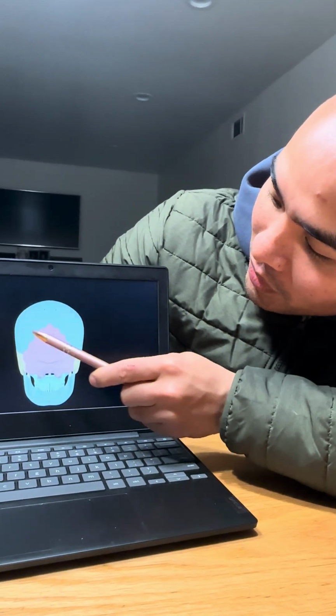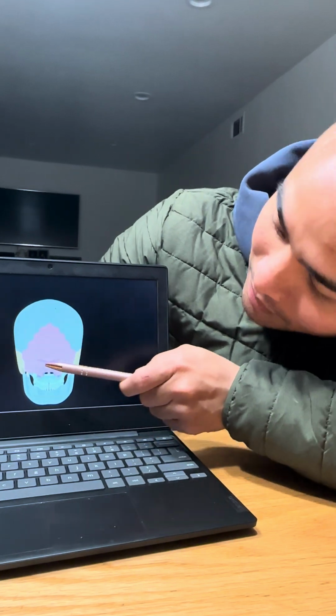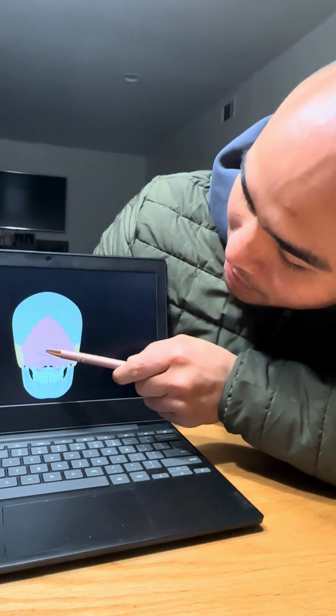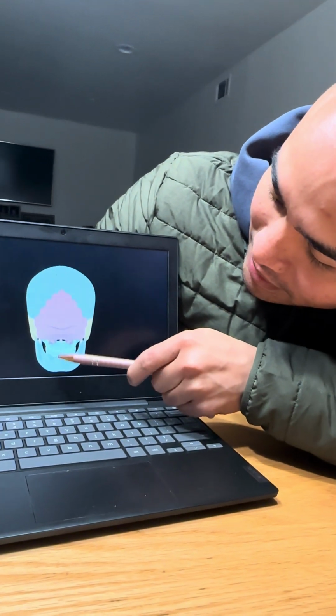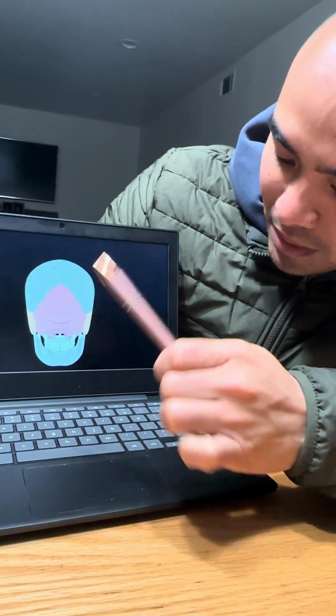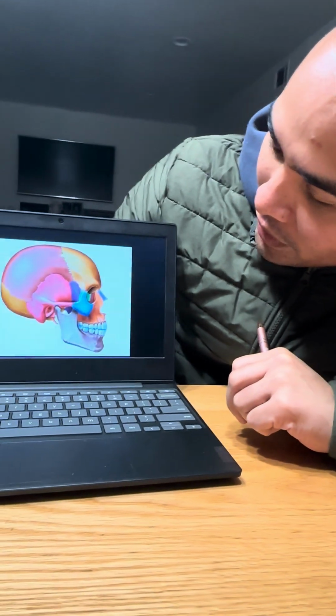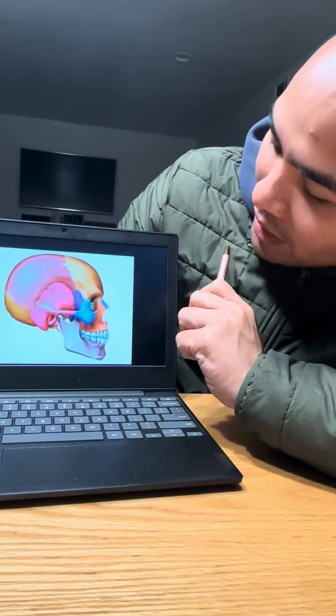posterior view of the skull. You have your parietal, you have your occipital, temporal, maxilla, and your mandible. Next part is your lateral skull.